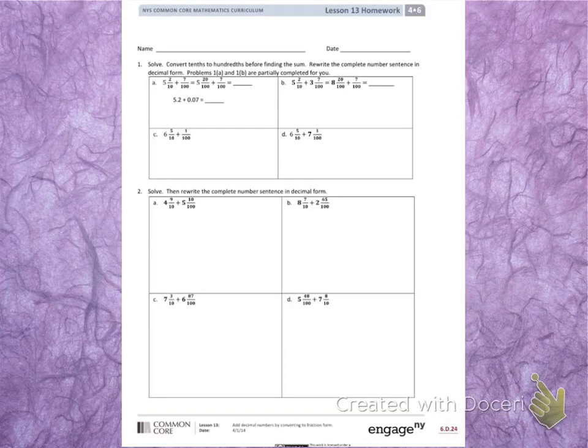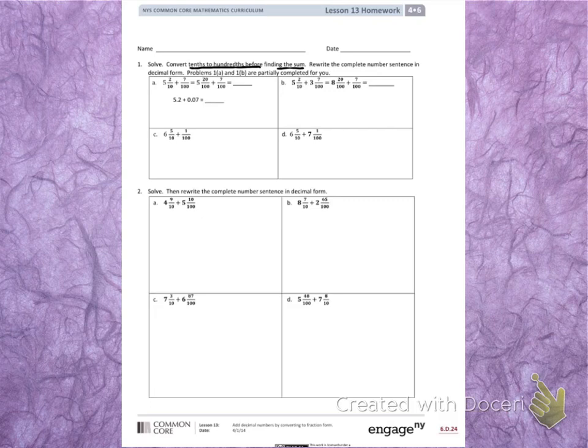Grade 4, Module 6, Lesson 13, Homework. Problem number 1. Solve. Convert tenths to hundredths. I'm going to go ahead and underline that. Before finding the sum. Let's do that before finding the sum. Rewrite the complete number sentence in decimal form. Problem 1A and 1B are partially completed for you.